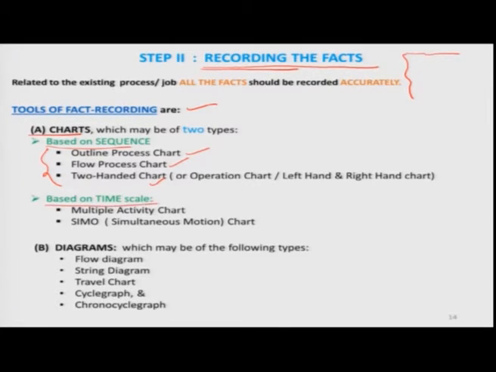And second one is based on time scale. So, you can take consideration of time in a process. So, that is first method is multiple activity chart, second one is SIMO chart, and another method is diagram. So, diagram is a very convenient and fast way to record the fact. It may be of the following types: flow diagram, string diagram, travel chart, cycle graph, and chronocycle graph. So, these are the very important tools for method analysis. Okay, and I will explain each one of them in next slides.